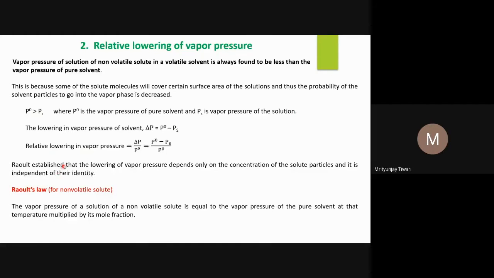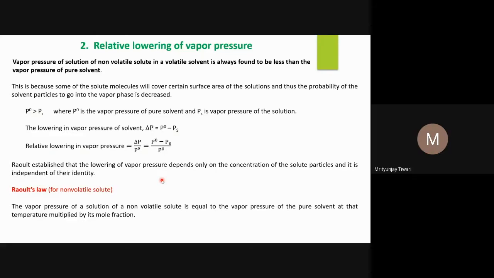This is what we study in Raoult's law, given by Raoult. He established that the lowering in vapor pressure depends only on the concentration of solute particles and is independent of their identity. This is why it is called a colligative property.